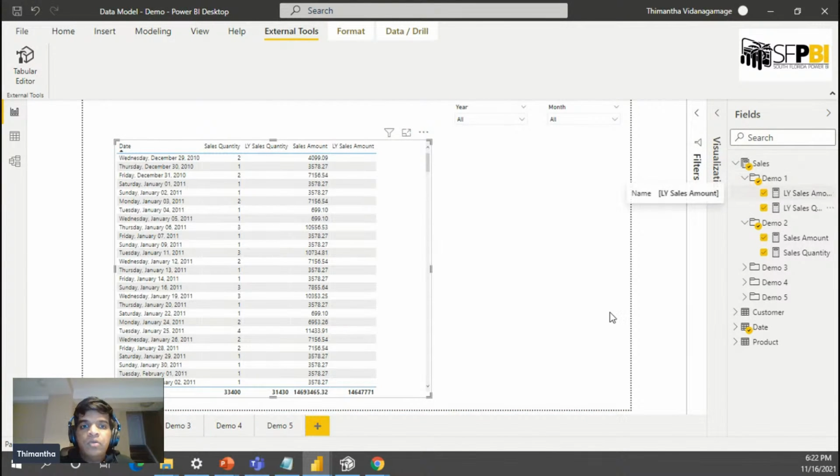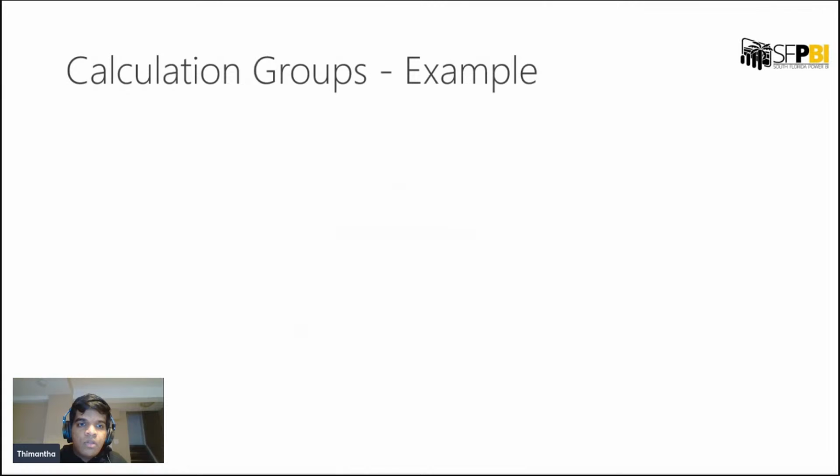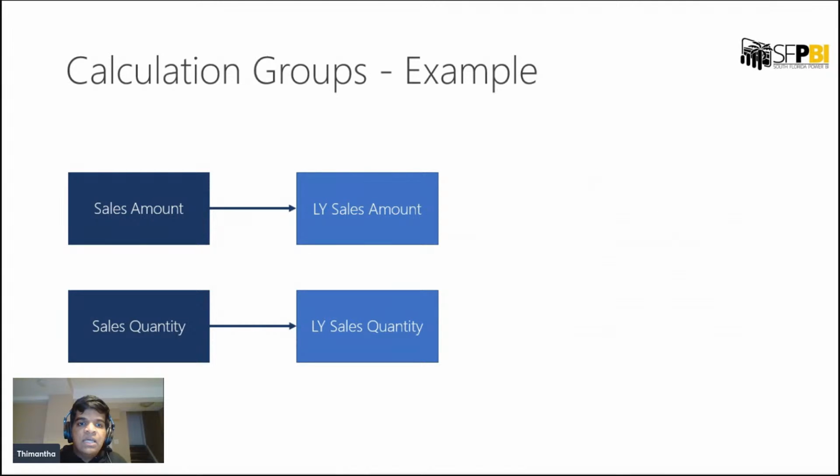And you can see that I had fulfilled the same requirement that I mentioned previously. If I get you back to that, I had done the same thing that I had illustrated here, which is I had created this LY sales amount measure and a LY sales quantity measure. So that is visible in my model right here.